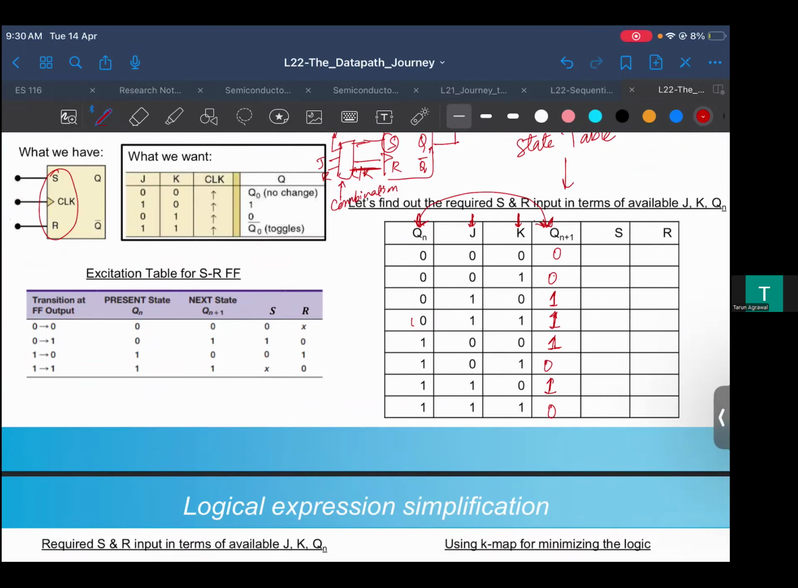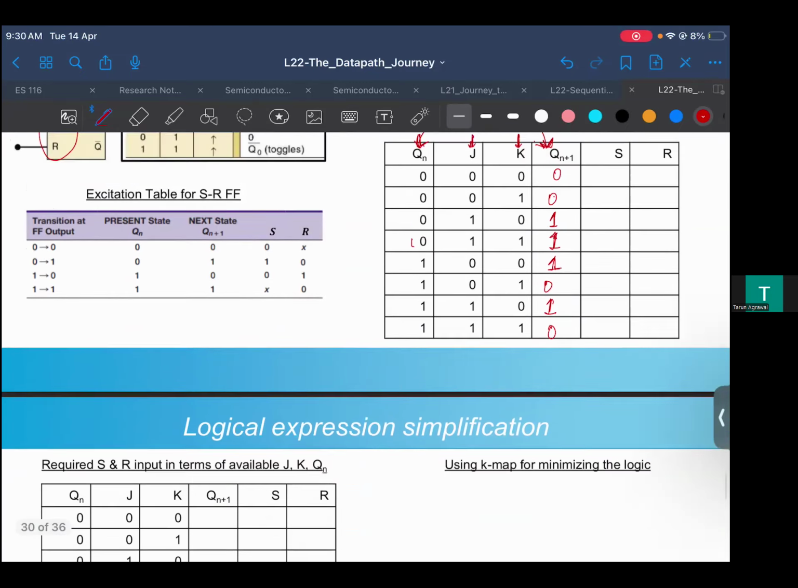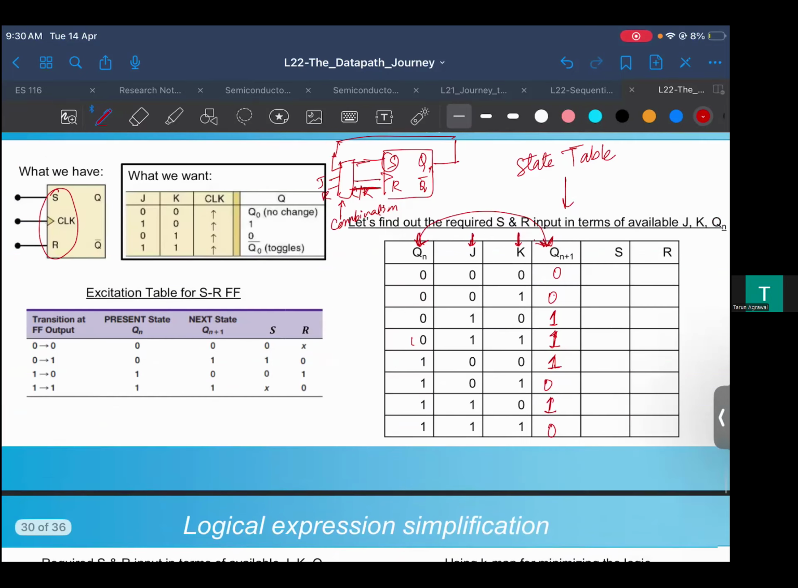This is exactly the same thing which we did with the toggle flip flop, right? Where we defined, based on T, how the D should be, right? Based on this state table. So that is exactly what you have to do. You use the same state table, and you fill the state table for S and R.